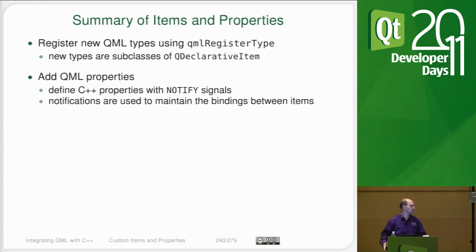Question. Could you multiply derive from QDeclarativeItem and a complex widget, like QTableWidget? Oh, no. But what you can do, which will get you a little further, is inherit from QDeclarativeItem. Actually, you could inherit from QGraphicsProxyWidget, and you can wrap your Qt widget in QGraphicsProxyWidget, which is a QGraphicsItem. And you can find examples of that online.